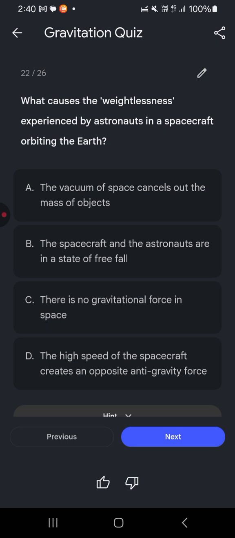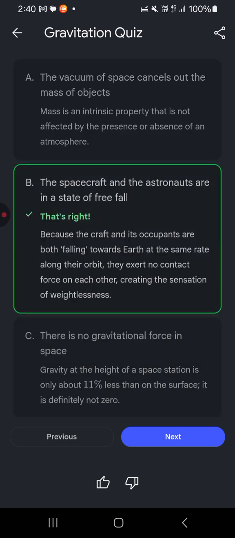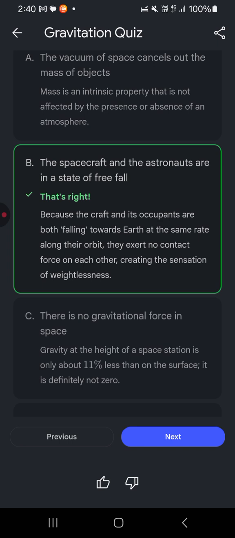What causes the weightlessness experienced by astronauts in a spacecraft orbiting the Earth? Very important question. The correct option will be B. The spacecraft and the astronauts are in a state of free fall.